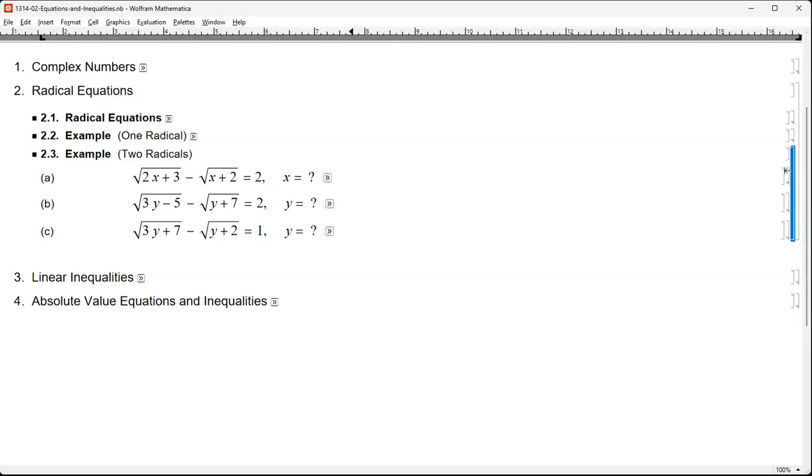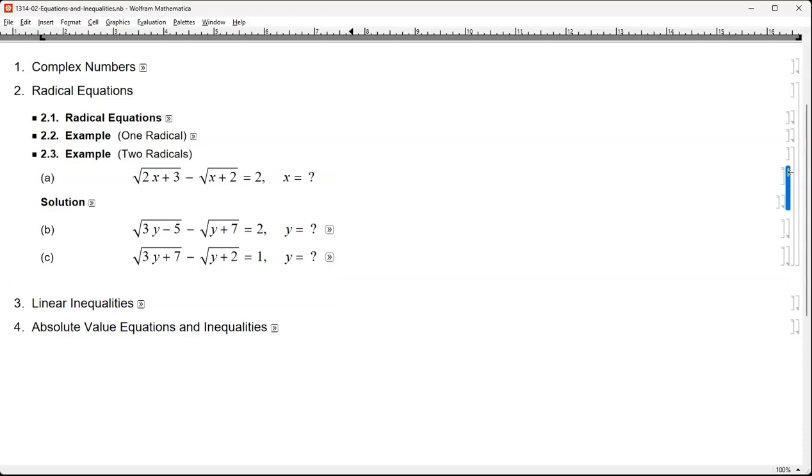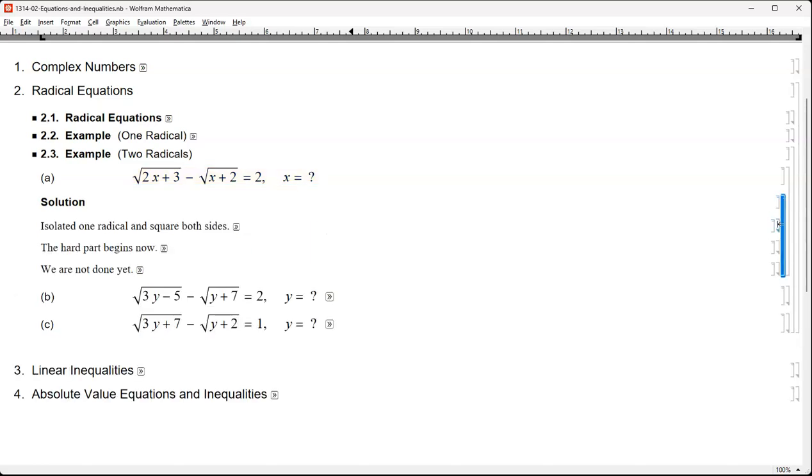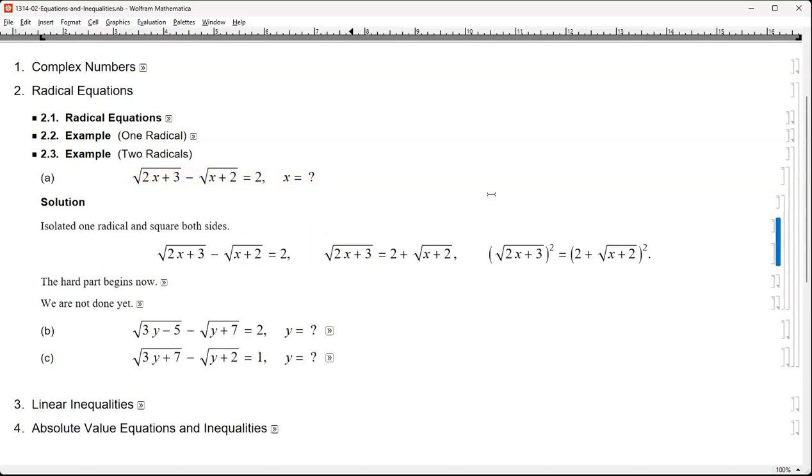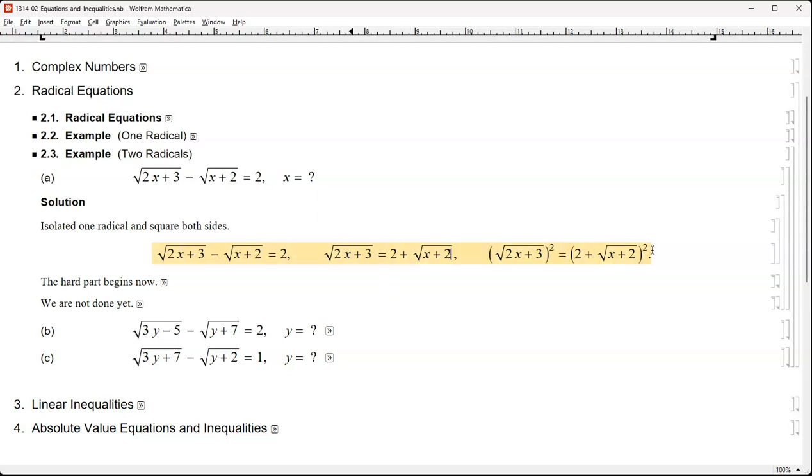I'll show you. Here is the problem, and I'll just go ahead with the solution here. Isolate the first radical, flip the second radical to the other side, so isolate the first radical, and square both sides. Do you see that?